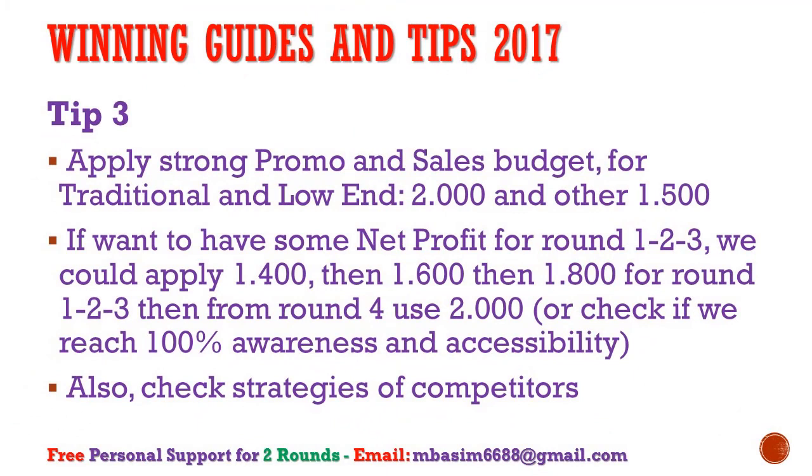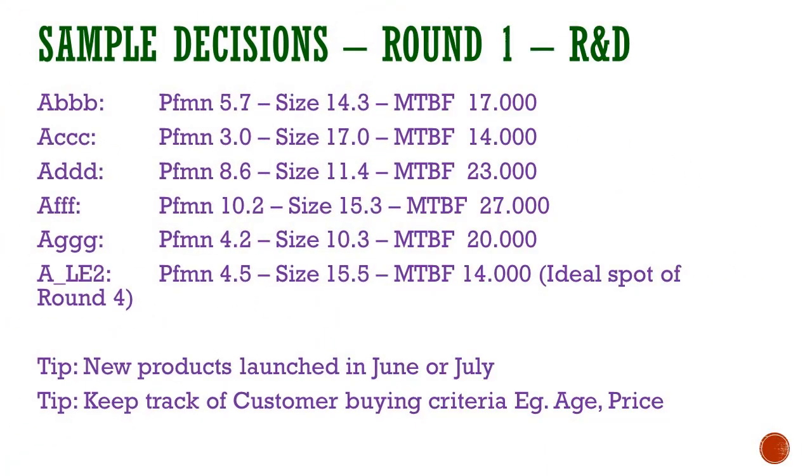Tip number 3: we apply a strong promotion and sales budget for traditional and low end, 2,000 for the first two products and maybe 1,500 for the others, or you can spend lower to get some net profit from the first round. So we can apply 1,400. And we can also set the sample decision for round 1.